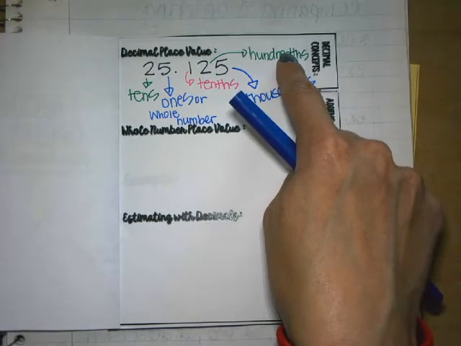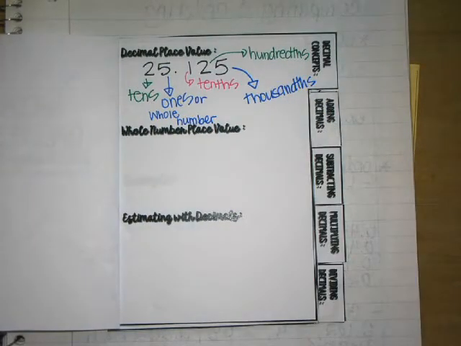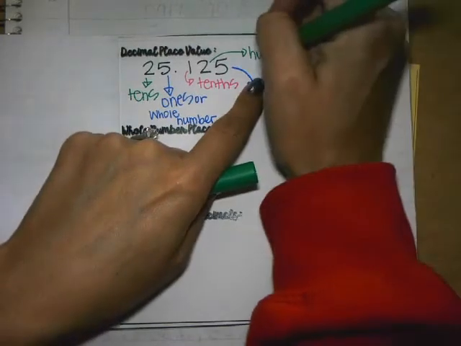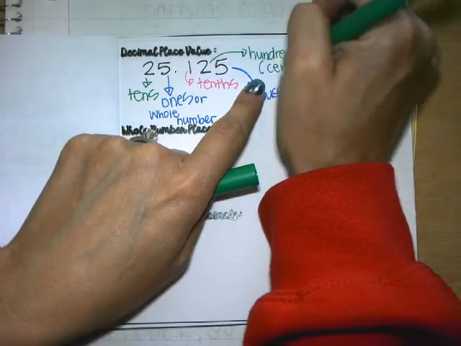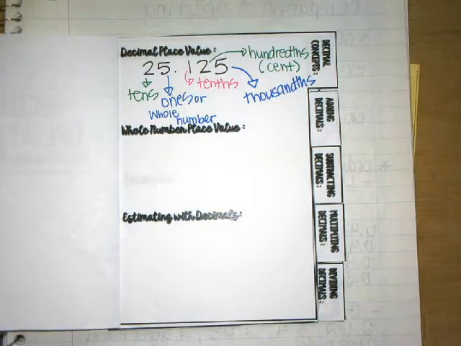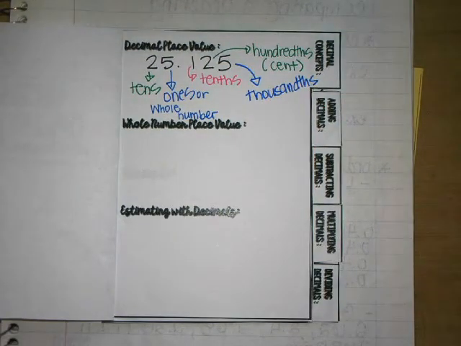Is that understood? I want you to then write underneath the hundredths in parentheses, I want you to write cent. Because if we're working with money, they will say round to the nearest cent. Cent means hundredths. So please make sure cent and hundredths mean the same thing. They just say cent when dealing with money, because there's always 2 numbers after a decimal with money, right guys? Questions on place value?